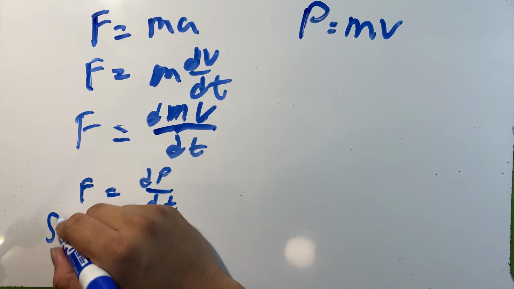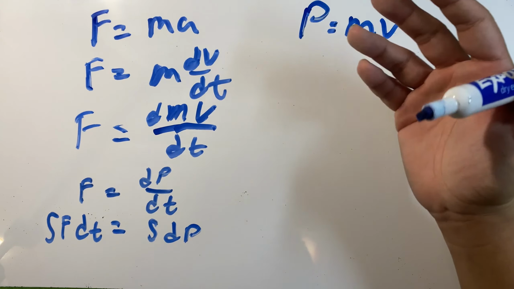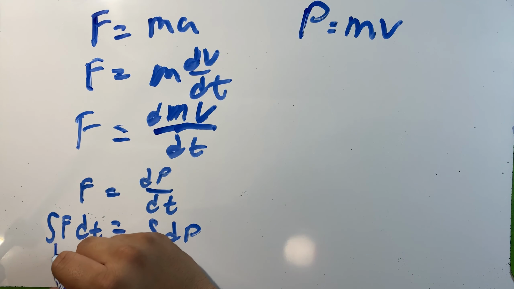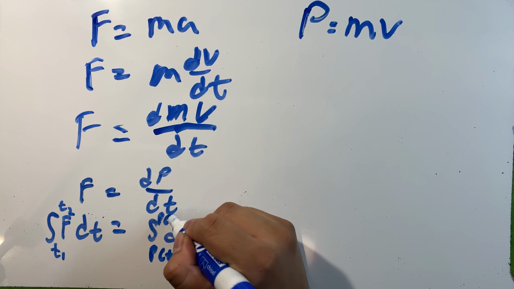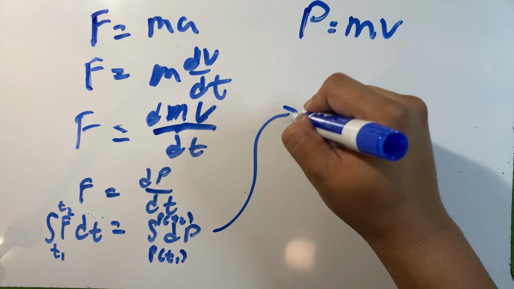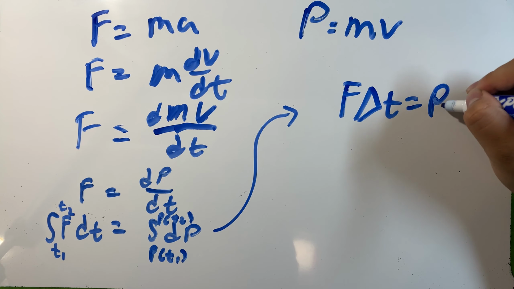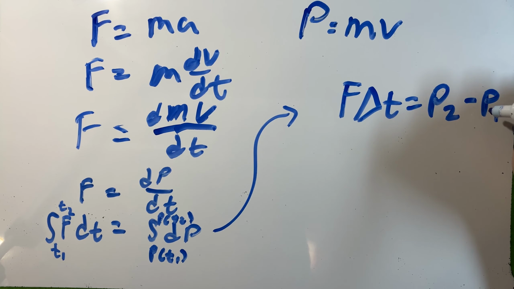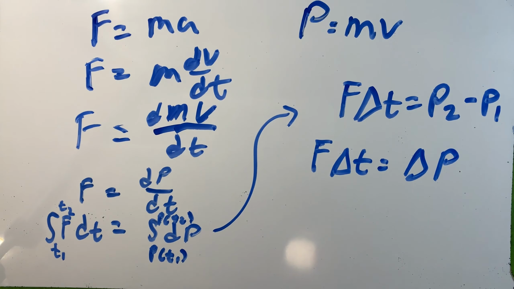Then we integrate both sides by dt and end up with this. And let's pretend we didn't want this to be an indefinite integral. We wanted it to be a definite integral from time 1 to time 2. So it's going to be p at time 1 and p at time 2. And so this ends up leading us to F delta t is equal to p2 minus p1. So in other words, F delta t is equal to delta p. And this is the impulse momentum theorem. This p right here represents the momentum, and this represents the impulse.